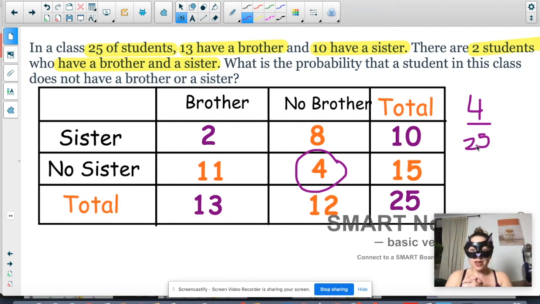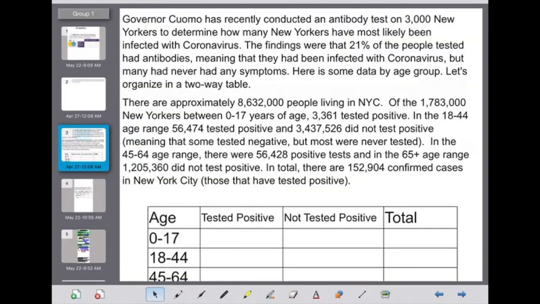Awesome. Now we're going to think about how this relates to the real world. Here's our real world example. And this is actual data that I got from the internet of current values as of April 25th of positive cases of coronavirus in New York City. Governor Cuomo has recently conducted an antibody test on 3,000 New Yorkers to determine how many New Yorkers have most likely been infected with coronavirus.